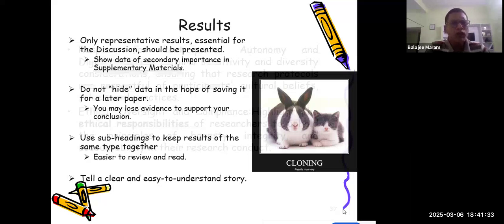Means as a common man we cannot understand. Suppose some chemistry paper or some biotechnology paper is there. Usually when researchers use technically strong words, definitely as a common man I cannot understand. So that is the reason: tell a clear and easy to understand story. Means you need to explain in an easy way. You should not use hard words and rare words. Okay? Because not every researcher is strong in English. So that is the reason we should use simple words.